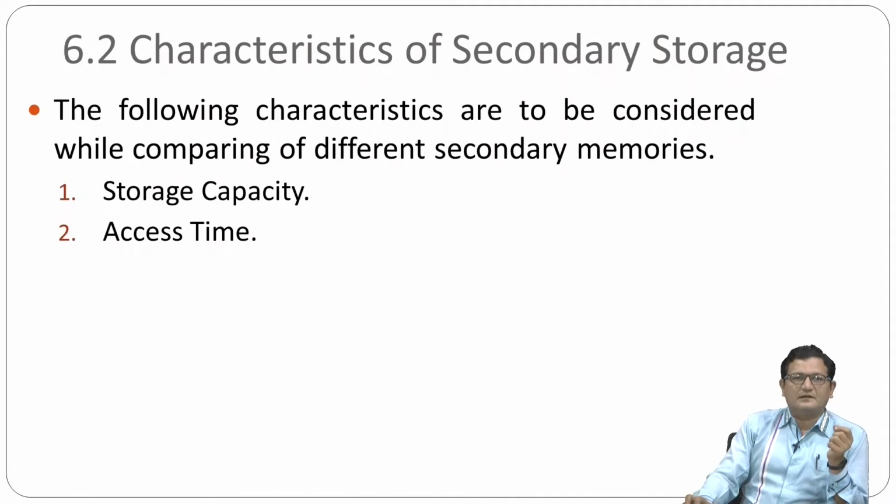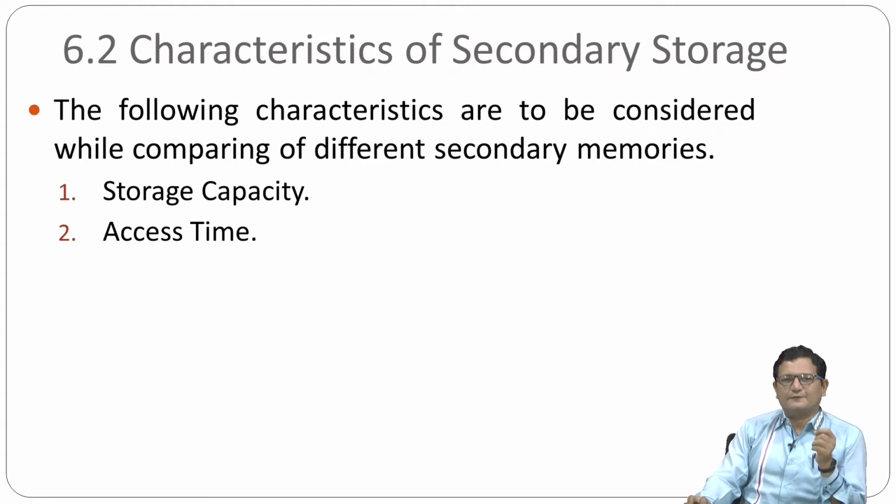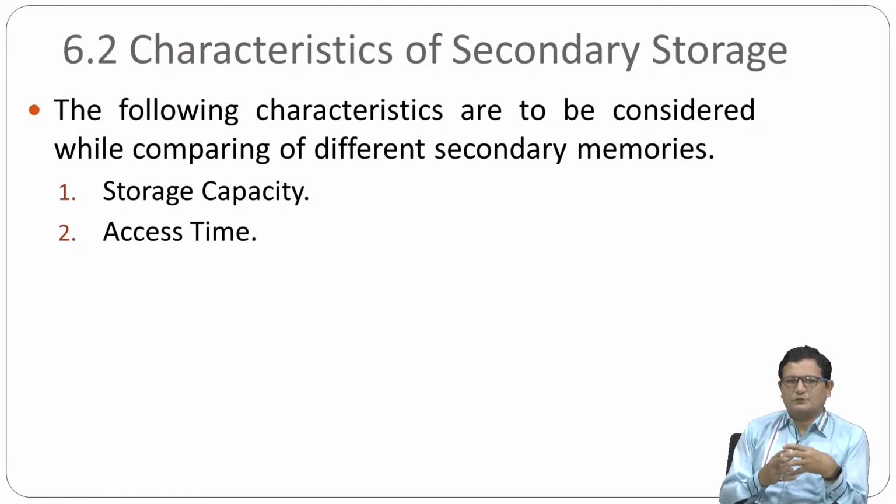fine. Now the characteristics of the secondary storage. When we are buying a secondary storage, we need to focus mainly on two things. One is called storage capacity and second is the access time. Storage capacity is how much data we can store on that particular secondary memory. For example, if you talk about 1 TB, that means 1 terabyte of data that you can store on the hard disk, right? So that is storage capacity.